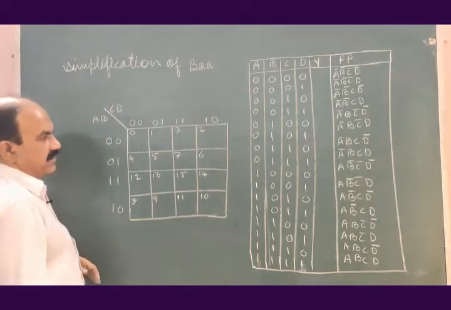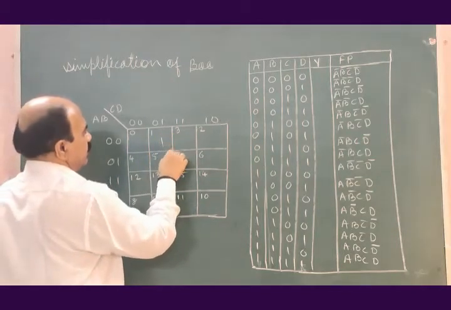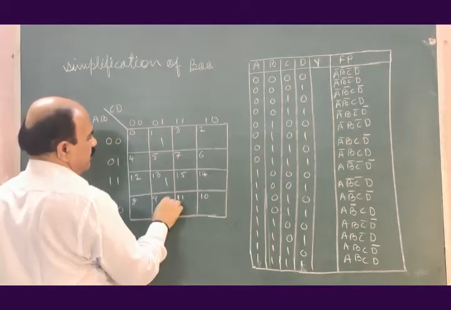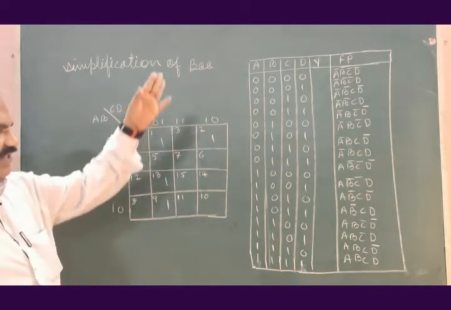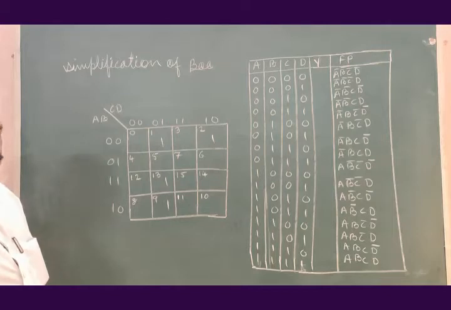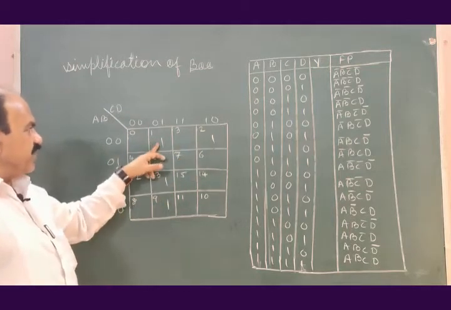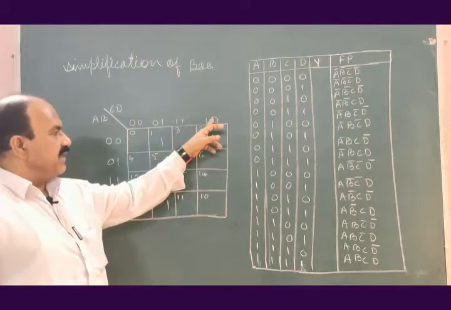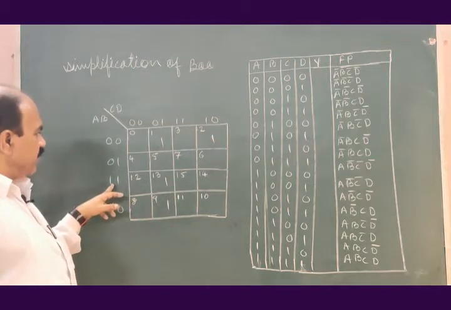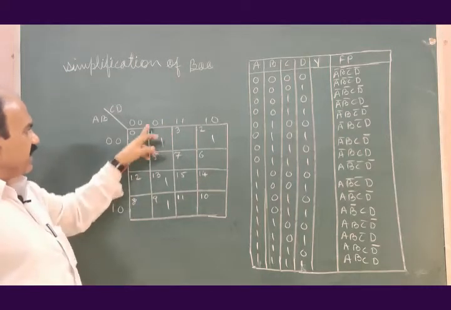Let us suppose that the ones in the output are entered on the cell. Let us suppose at only 4 places of the input conditions we have output 1, which is inserted here, here, here, here. It is corresponding to A bar, B bar, C bar, D. It is corresponding to A bar, B bar, C, D bar. It is corresponding to A, B, C bar, D. It is corresponding to A, B bar, C bar, D bar.